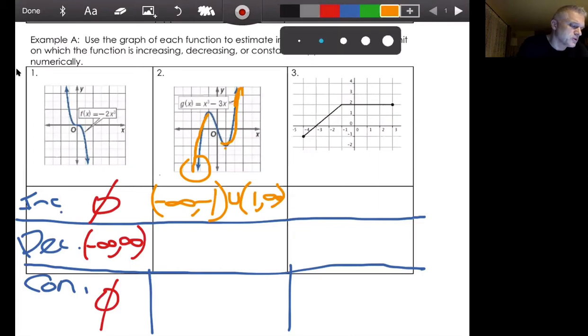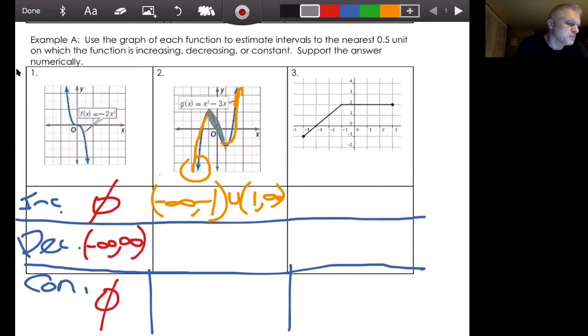Absolutely. Let's stay with orange. Actually, no, let's switch it up here. For decreasing, this part right here, it's going down from left to right. So that's going from negative 1, my x, to positive 1, again, my x. So from negative 1 to 1, we are decreasing.